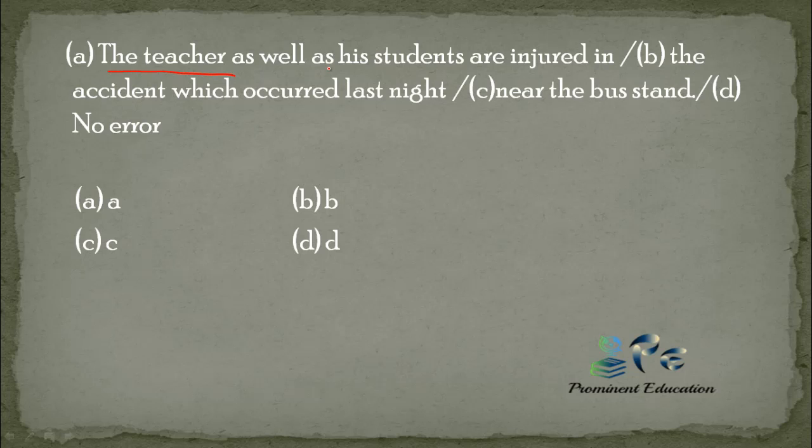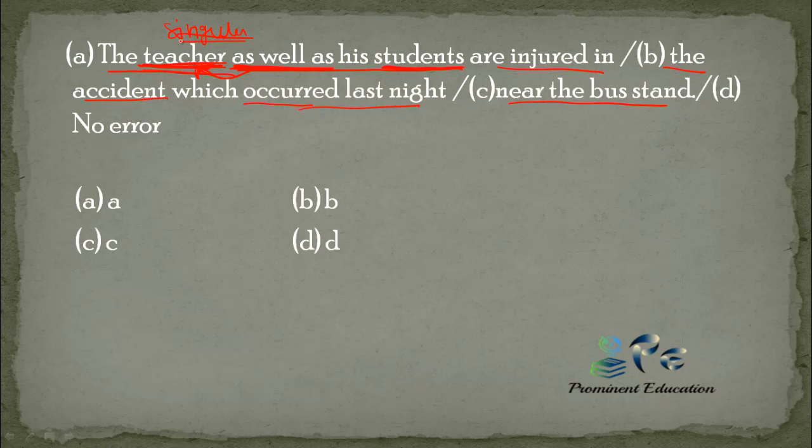The teacher as well as his students are injured in the accident which occurred last night near the bus stand. Now let me tell you one thing. Whenever you have the as well as structure, as well as joins two nouns. The first noun here is teacher, the second noun here is students. Whenever you have the as well as structure, the verb used should always agree with the first subject, which is before as well as. So the verb used would be according to your first noun, teacher, which is singular.